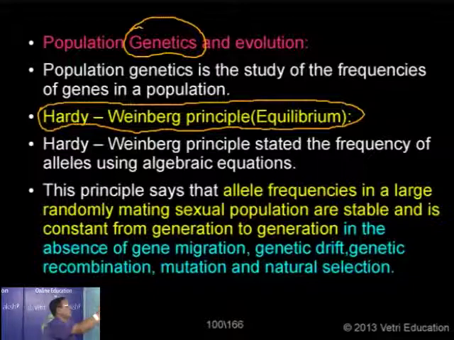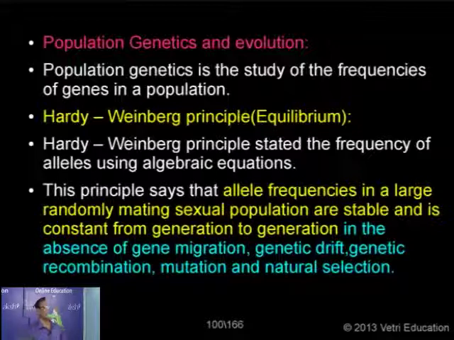Now, what is the meaning of that? We have alleles in a population, and this Hardy-Weinberg equilibrium is possible only for large populations, not for small populations or island populations. It is concerned with sexually reproducing populations. We cannot apply this principle to asexually reproducing organisms. So the Hardy-Weinberg principle holds only for sexually reproducing, large, randomly mating populations.